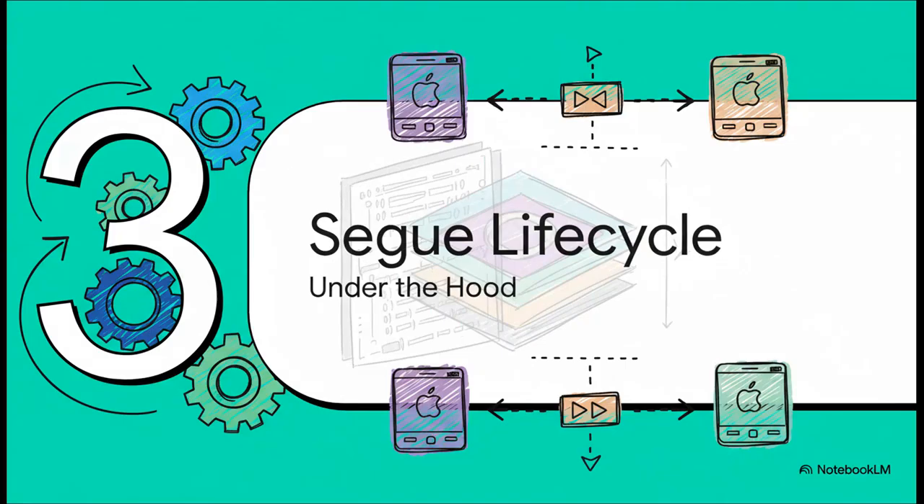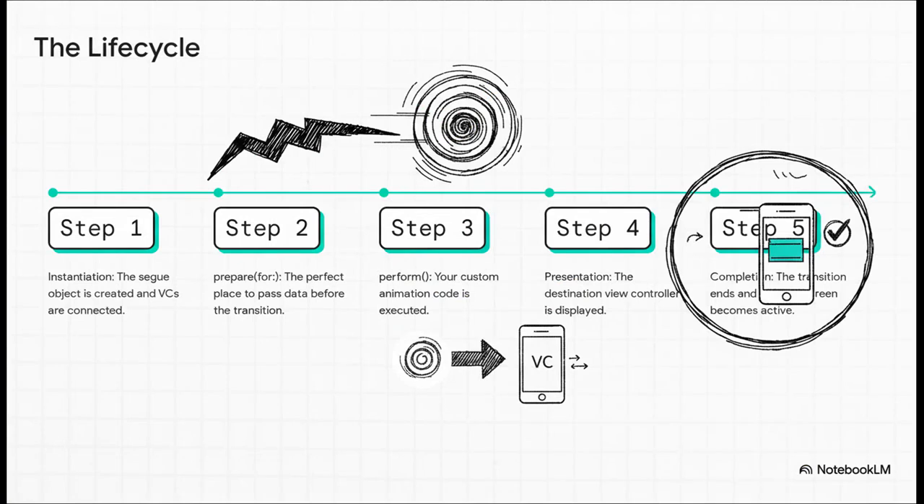So now you know how to build one. But to really become a pro, and honestly, to debug things when they go wrong, you need to understand what's happening under the hood. You see, every segue has this kind of secret life cycle. Let's walk through this timeline together. It all kicks off with instantiation. That's just when the segue object is created. Now, this next step is super important, so pay attention. Prepare for segue gets called. This happens before your animation even starts, which makes it the absolute perfect place to pass data to the next screen. Only after that does our custom perform method run its animation, followed by the final presentation and completion of the whole transition.